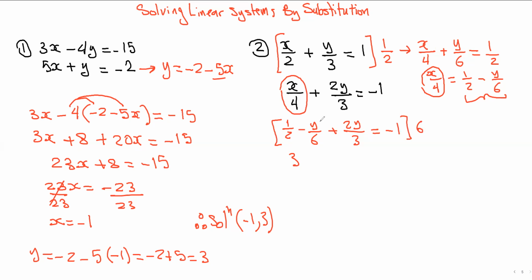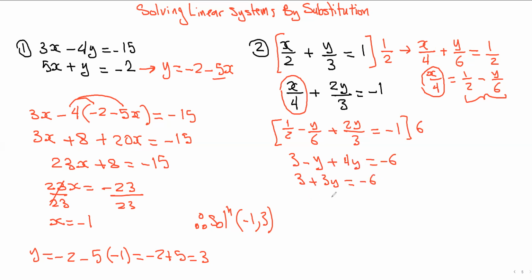And then 6 times y right here is 6y. 6y over 6 will give you y. And then 6 times 2y is 12y. 12y over 3 is 4y. Equals -6. Now, this gives me 3 plus 3y equals -6.